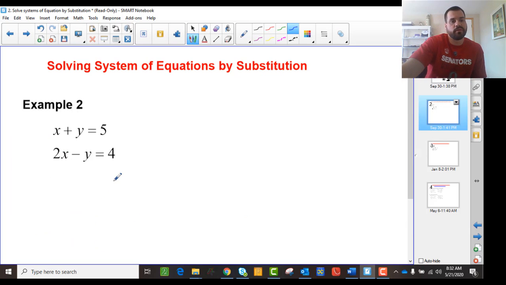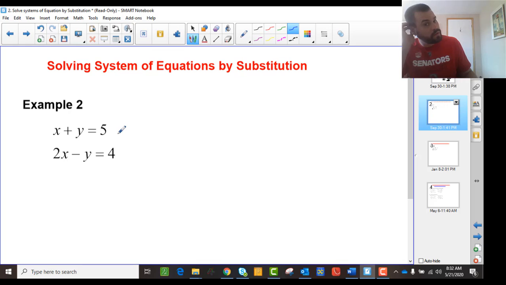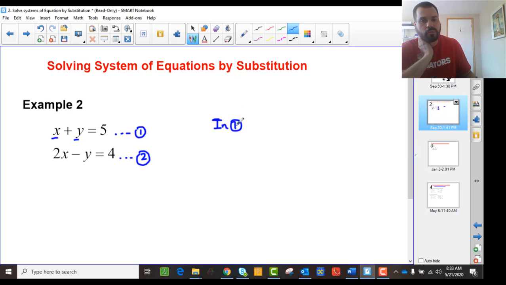All right, so let's do another example. Here's another system. I'm going to call this equation 1 and this equation 2. What's going to happen here is you'll notice that x and y are both by themselves, in the sense that there's no number in front of them. So you can do this either way. You can solve it for x or for y. And you could even down here solve for y. So you've got a number of different options.